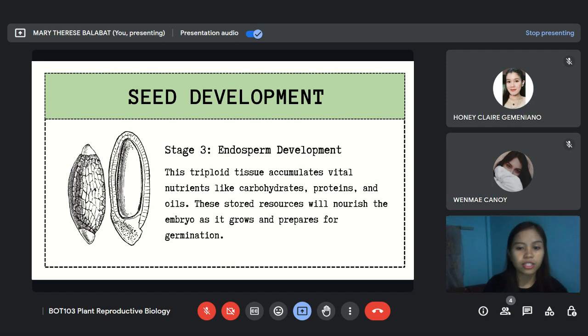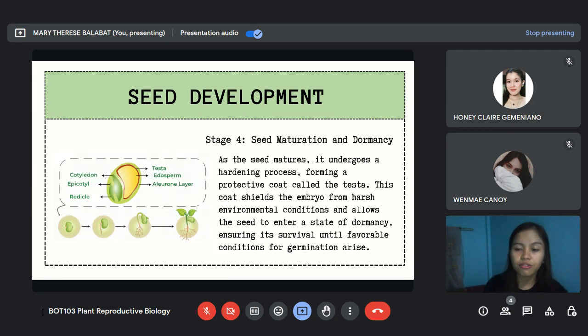So let's proceed first to stage 5, which is germination. So when exposed to the right combination of moisture, warmth, and light, the seed awakens from its slumber. The seed coat softens, allowing the embryo to break free and emerge as a seedling. So the cotyledons provide initial nourishment until the seedling develops its own leaves and begins photosynthesis.